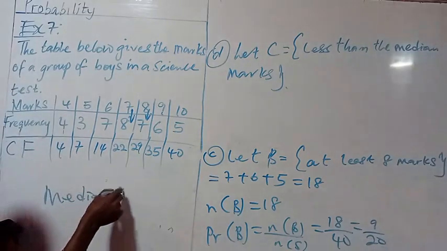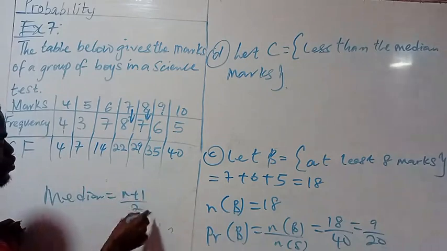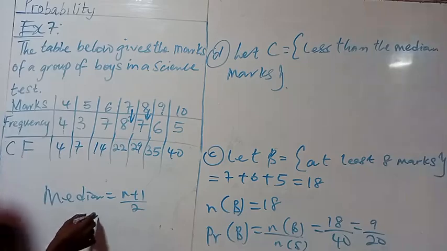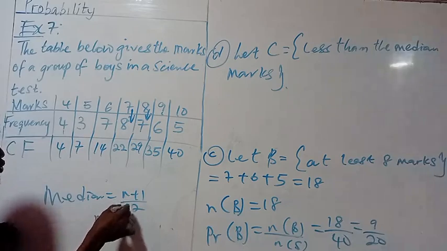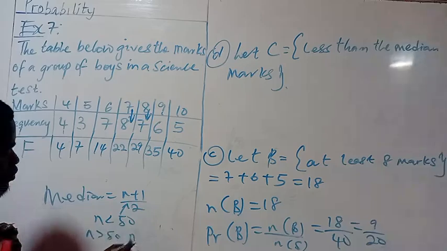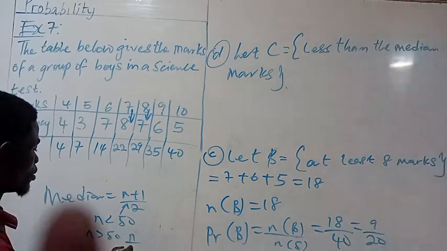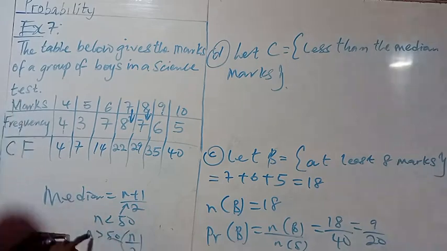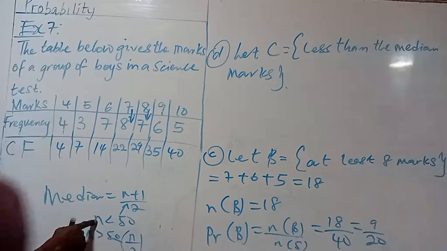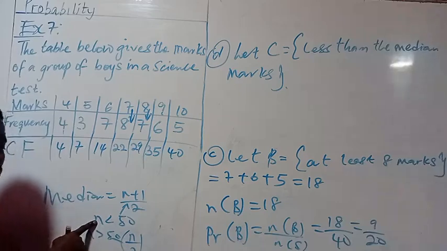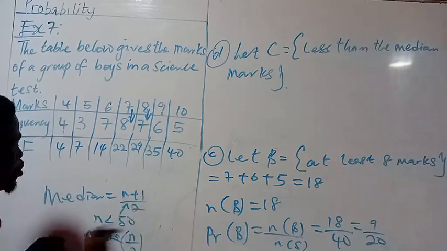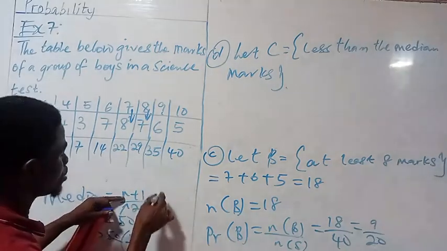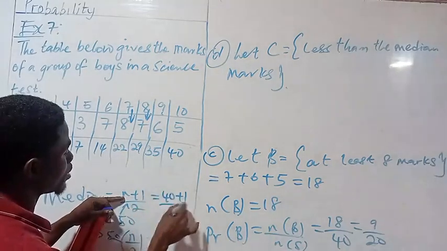The median is N plus 1 over 2 when N is less than 50. While when N is greater than 50, then we have N divided by 2. But when N, that is the total number of the frequency, is less than 50, we have N plus 1 divided by 2. So what is our N? Our N is 40. Then plus 1, then divided by 2.